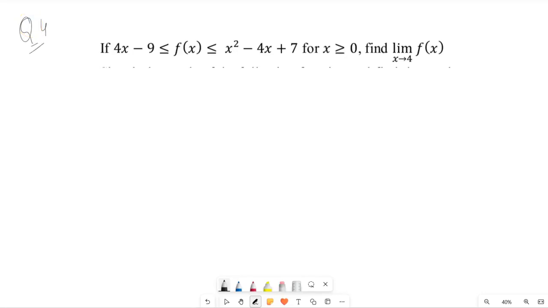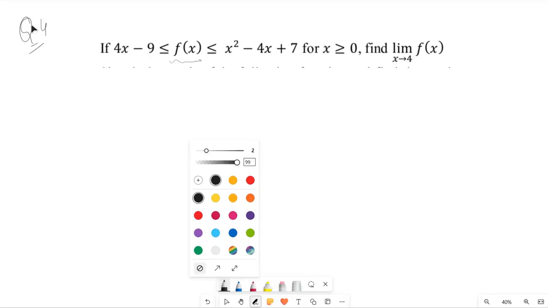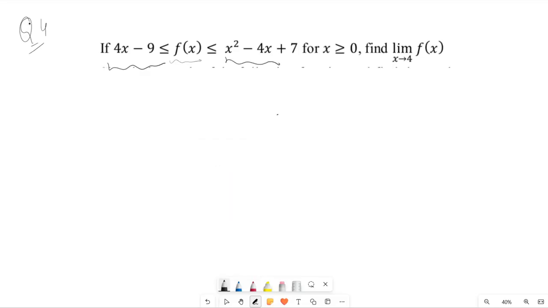Here is question number 4 from the review. It gives you a statement that f of x function is sandwiched between these two functions, or you can say squeezed between these two functions. And we need to find this limit. Function f of x, you guys notice, is not even given in the question, right? So directly finding the limit doesn't work.